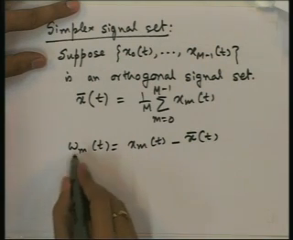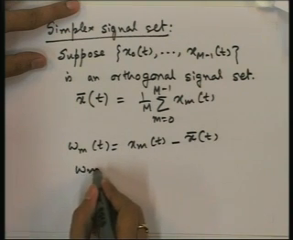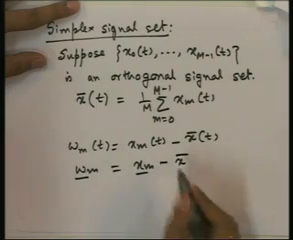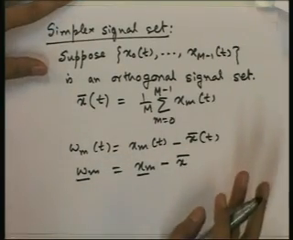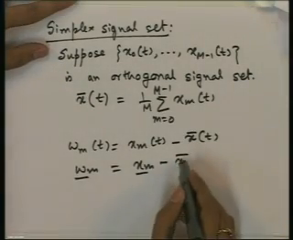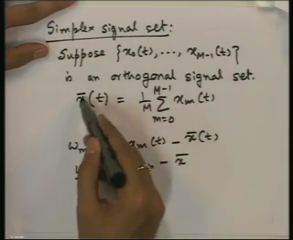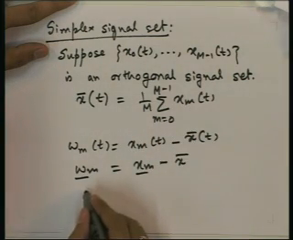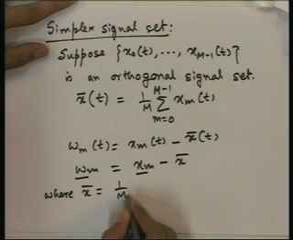Now, in terms of vectors, the vector representation of this will be W m, that is x m minus x bar. These are the vector representations of these signals with respect to some orthonormal basis. Where x bar, because x t is this, if you represent it in terms of vectors, the vector of this will again be this linear combination of the vectors. So, x bar is 1 by m times the sum of the x m.